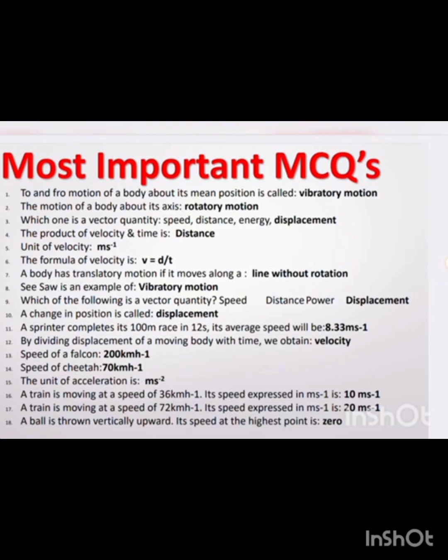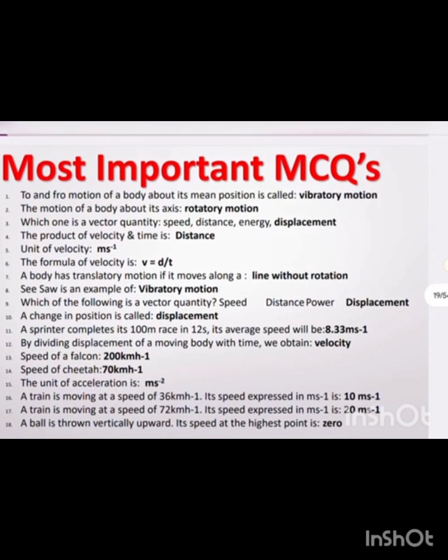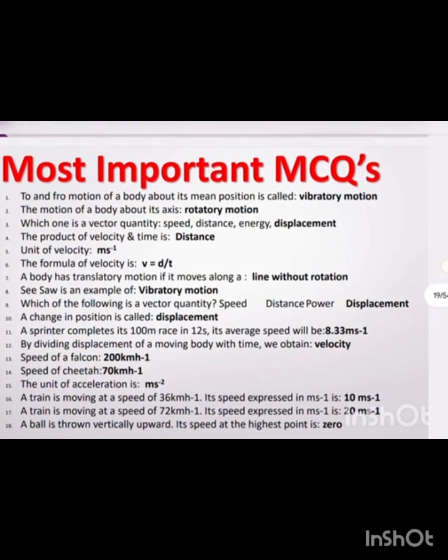By dividing displacement of a moving body with time, we obtain velocity. Speed of falcon is 200 km per hour. Speed of cheetah is 70 km per hour. The unit of acceleration is meter per second square. A train is moving at a speed of 36 km per hour. Its speed expressed in meter per second is 10 meter per second, and if it is 72 kilometer per hour, the answer will be 20 meter per second.